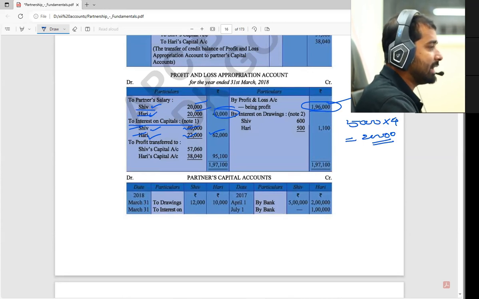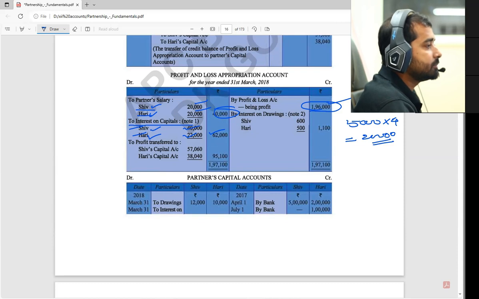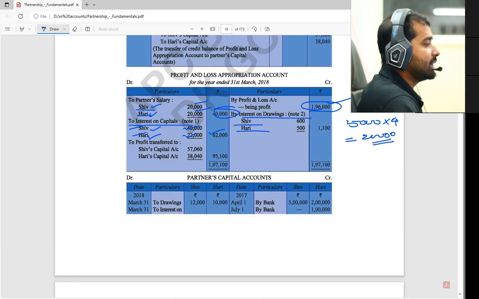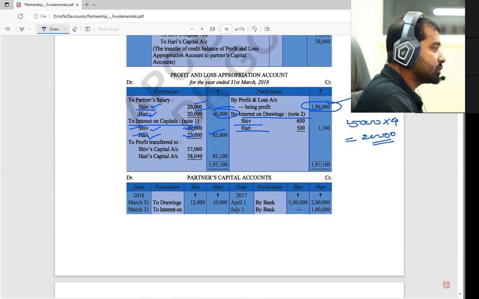Next part. Any other profit? That means, has the firm earned any profit or income from the partners' side? Tell me faster. Interest on drawings. Yes. Now interest on drawings is on the opposite side. We know that, right? If you find out interest on drawings, during the year, the date is not mentioned, so 6/12. That will be for 6 months.